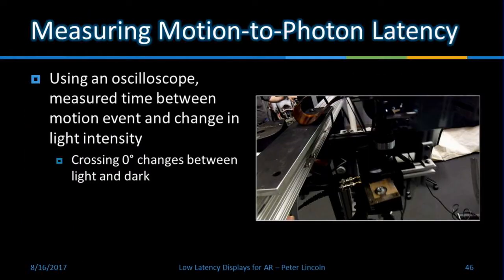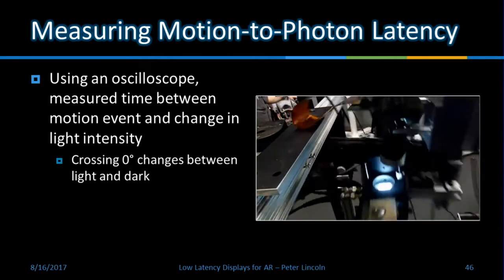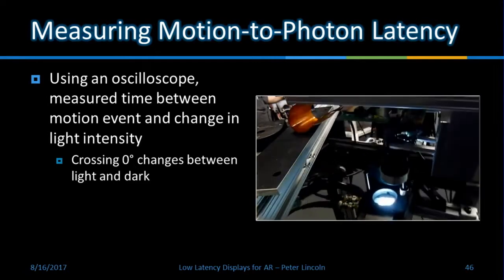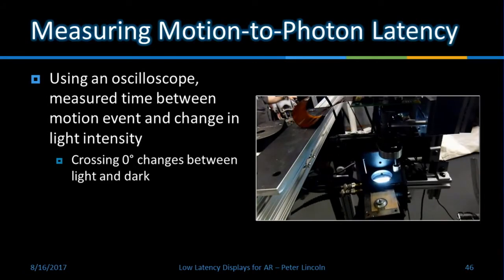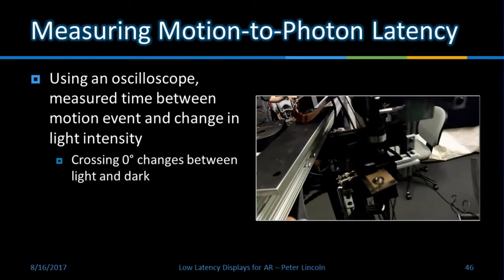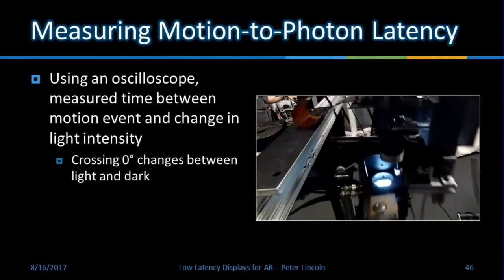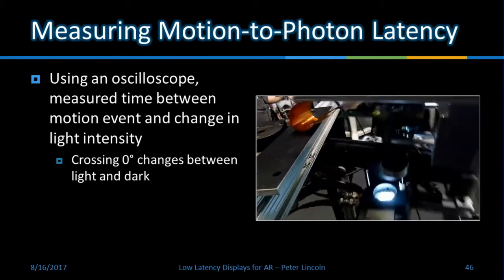There we go. So a typical way of measuring motion-to-photon latency is by using some repeating event that can be accurately measured at multiple points in the pipeline. And for this system, we used an oscilloscope and measured the time between crossing 0 degrees on the tracking system and a change in the output. Now, in order to see a change in the output, we modified the system so that it would draw black if we were negative and white if we were positive. Note this is the actual measured angle, not a difference in angles between live and render time.